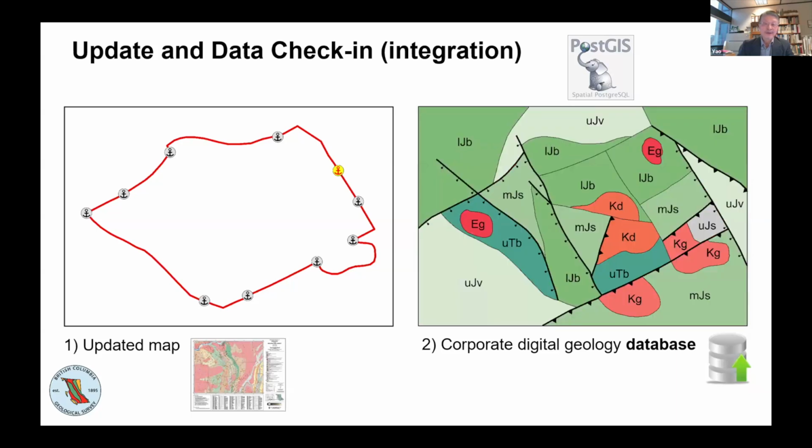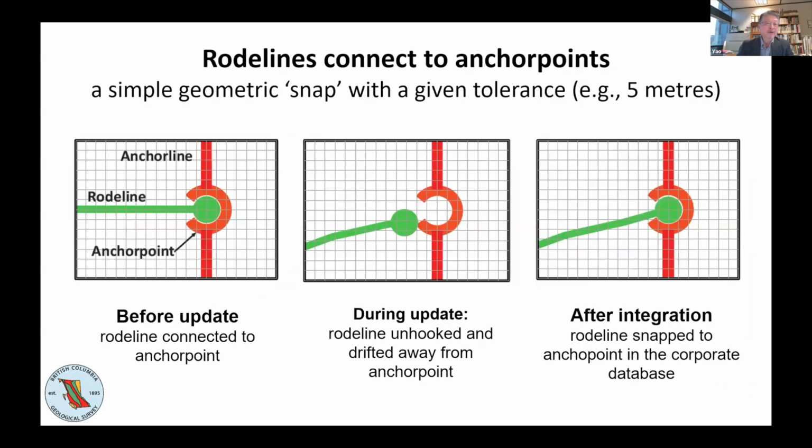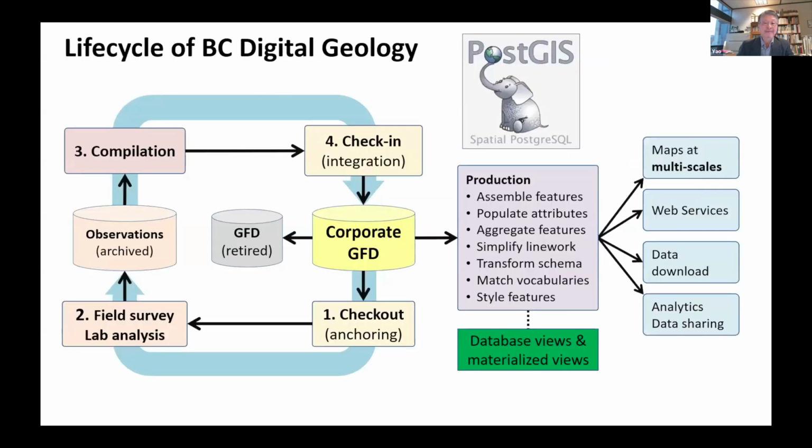And then that's the story. We use database views and materialized views extensively to finish the end product, which is not part of the GFD data source. Now, just like a cartoon to describe what I mean: before check out, the road line is locked to the anchor point. During the compilation and updating, the road line could drift away from the anchor point in the provincial database. The integration process essentially brings everything back here.